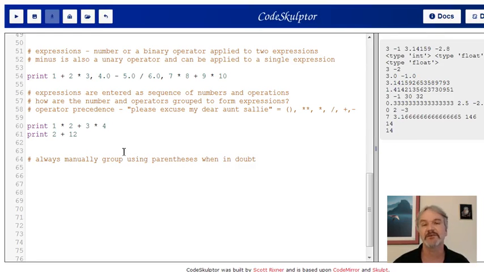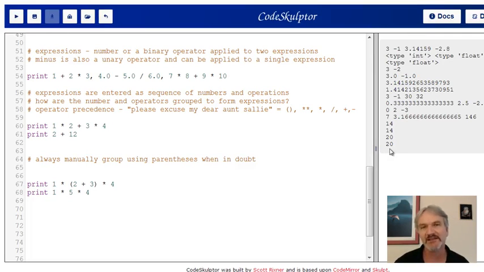And notice here's the real rule: if you're in doubt about the order in which operations take place, you can always just use parentheses. So for example, if I wanted to do that 2 plus 3 first, I could say 1 times, in parentheses, 2 plus 3, times 4. That should be the same thing as 1 times 5 times 4. And sure enough, these both evaluate to 20.